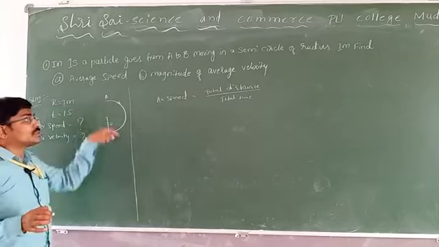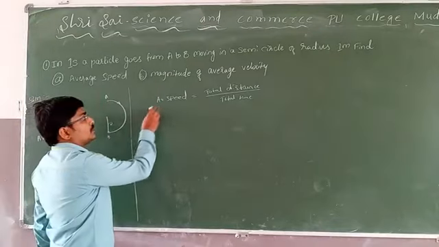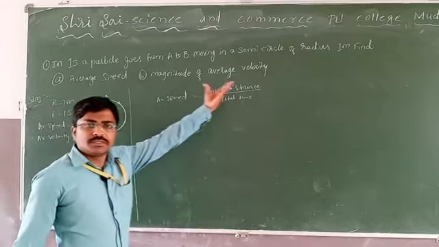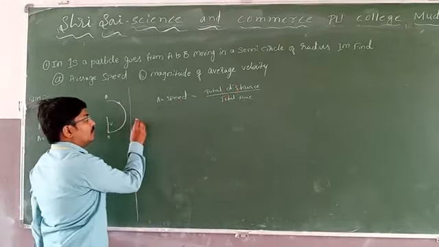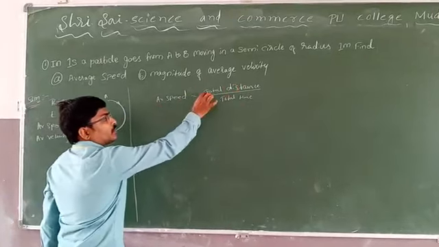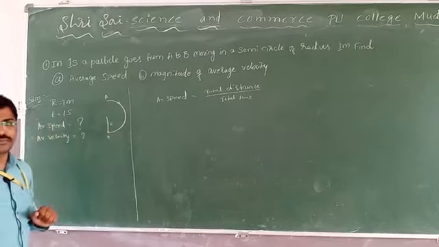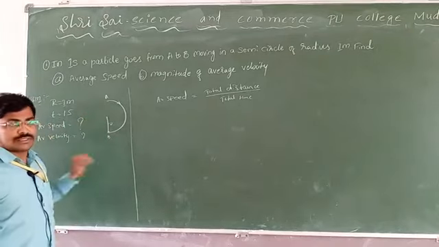This is the total distance. How much time did it take? 1 second, time is given. Actually, what is average speed? What is the average speed formula? Total distance divided by total time. Therefore we have to find out the total distance first. Total time is given already. 1 second is the time that the particle has taken to cover the distance A to B.